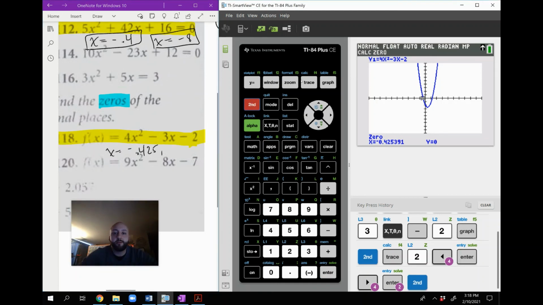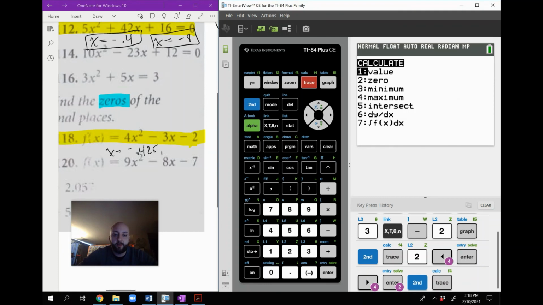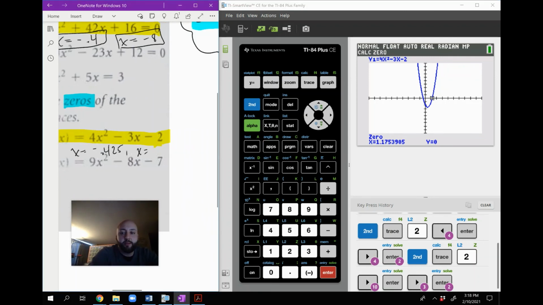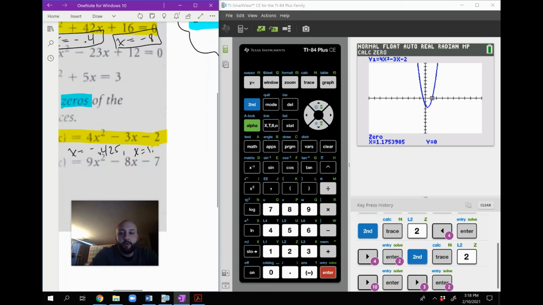All right, second trace. Find somewhere to the left of the zero. That's good. Find somewhere to the right of the zero. That's good. Press enter twice, and you get your other answer: x equals 1.175. And that is it.